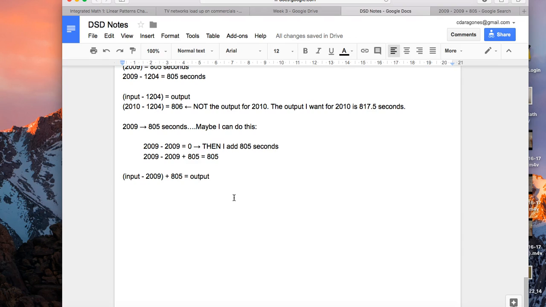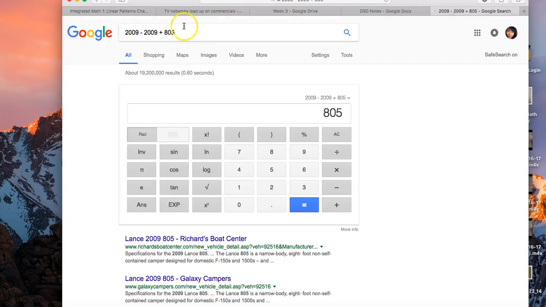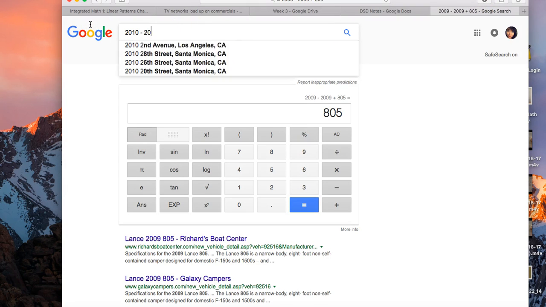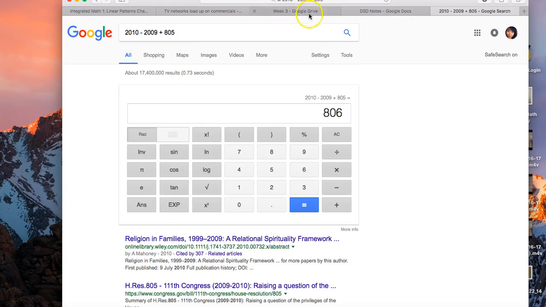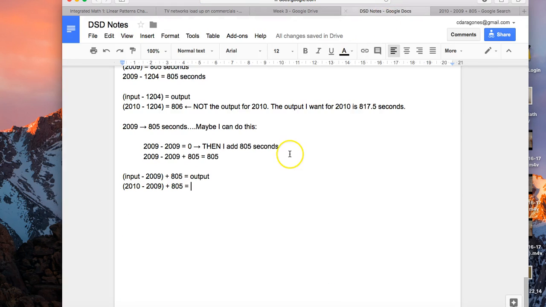Okay, let's try it with 2010. I'm going to go ahead and put my input to be 2010. So 2010 minus 2009 plus 805 equals 806. So I'm still not getting the output that I want.